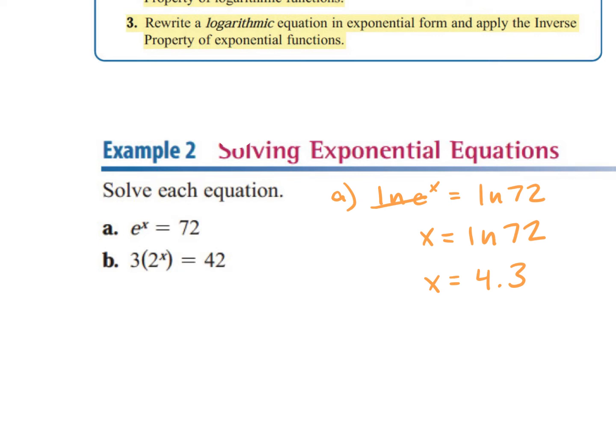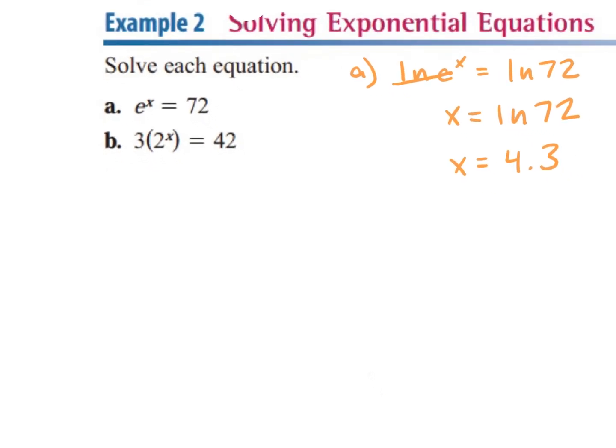All right, for B, what do you think I should do first? Divide by 3. Awesome, divide by 3. So anytime you have something funny like x in the exponent and e and ln, you want to isolate that. So then we can use one of our rules. So here I want to divide the 3 on both sides. So it'll cancel. So I have 2x is equal to 42 divided by 3, 14.